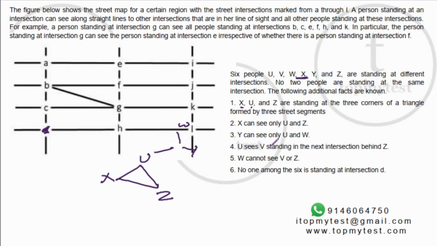U sees V standing in the next intersection behind Z. So after Z, there is V. W cannot see V or Z. So they should be on opposite sides. Okay. So this is roughly the part.